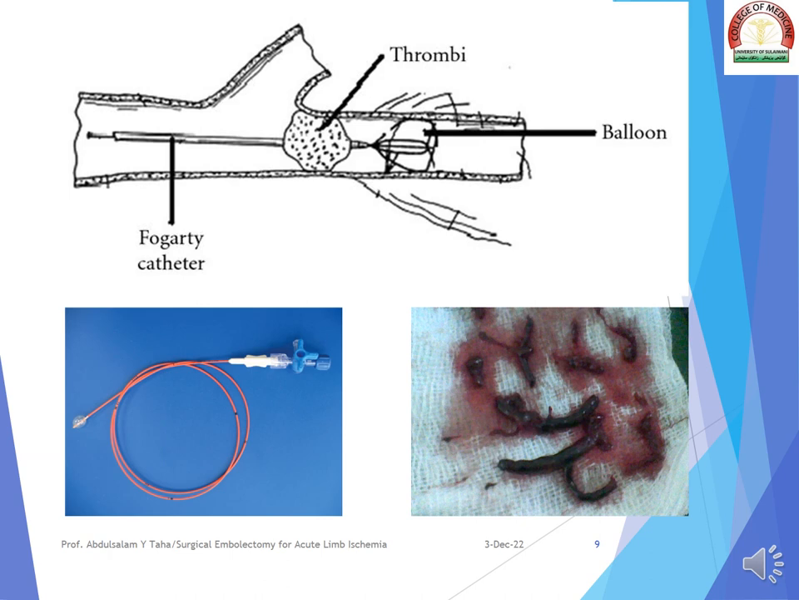This is the way a Fogarty catheter works. It is advanced beyond the thrombus, and then the balloon is inflated, and the catheter is withdrawn to remove the thrombus. That is a picture of an actual Fogarty embolectomy catheter, and this is a picture of a specimen of the clots removed via the operation of embolectomy.